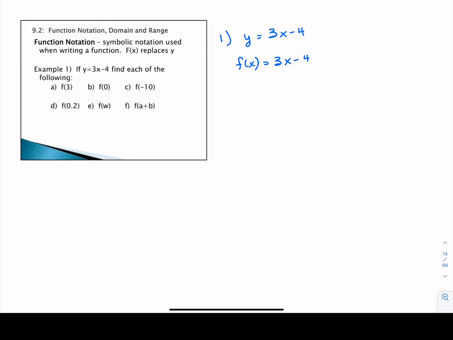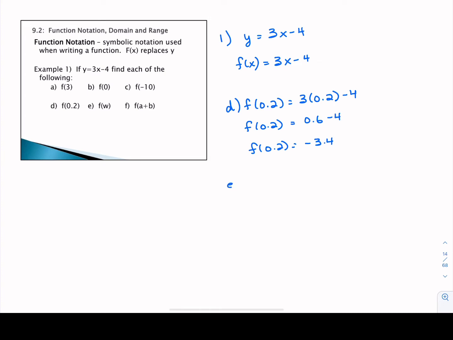In part D, we've got f at 0.2. So once again, instead of 3x, it's 3 times 0.2 minus 4. So if we simplify this a little bit further, f at 0.2, 3 times 0.2 is going to be 0.6. And when you subtract 4, we get an overall value here of negative 3.4.